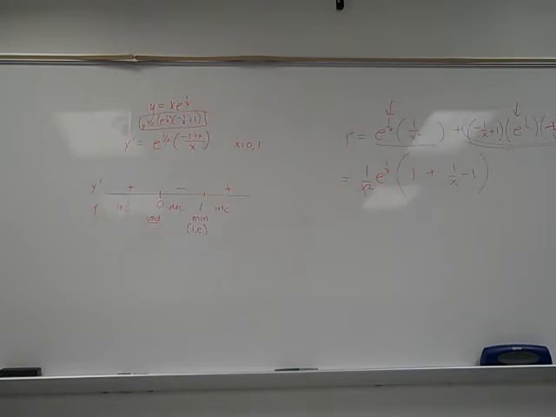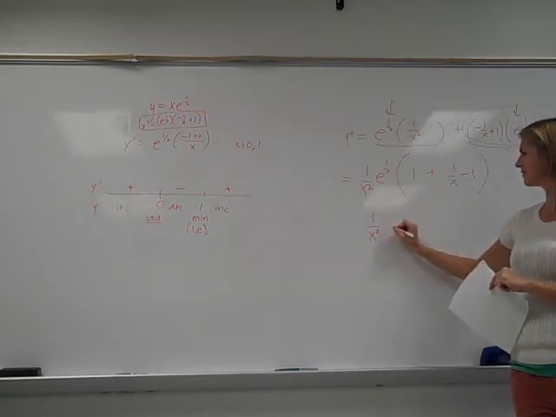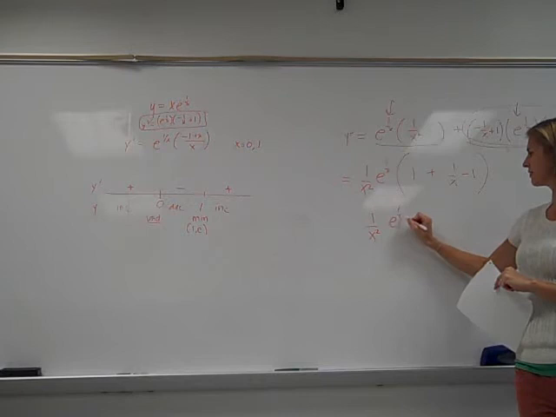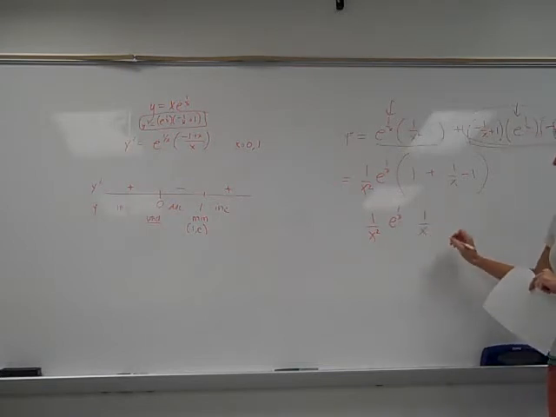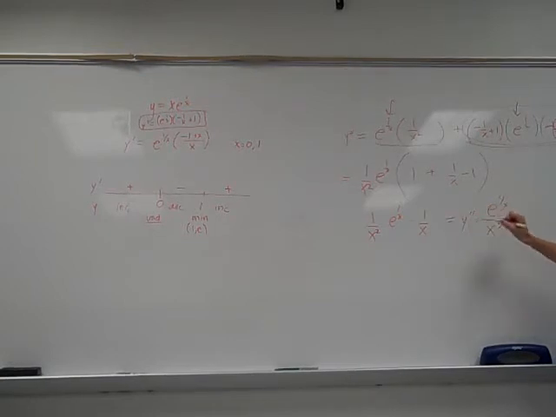So it's e to the negative 1 over x cubed. Am I right? No, it's e to the 1 over x, or e to the 1 over x, 1 over x cubed. That's not a bad second derivative.